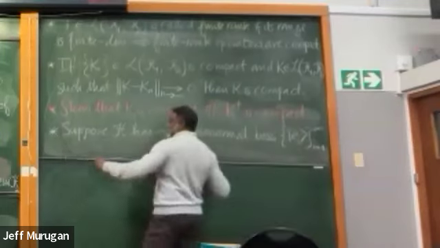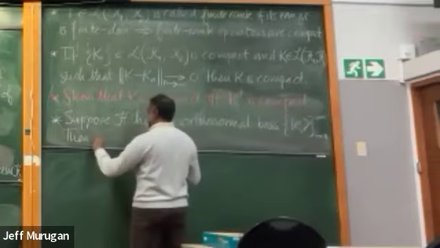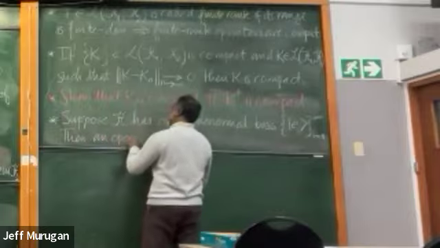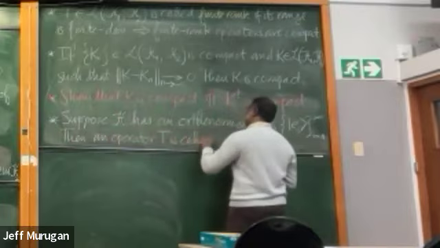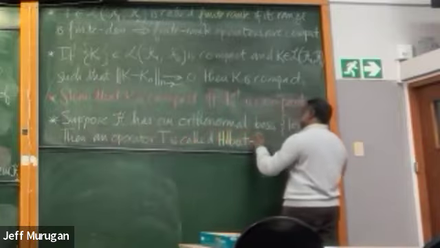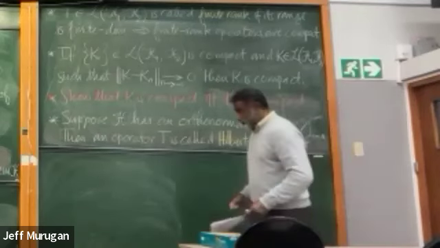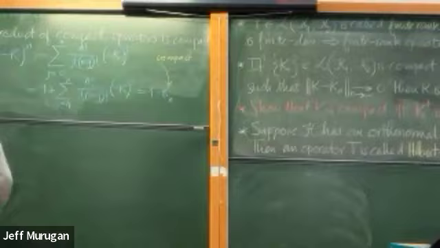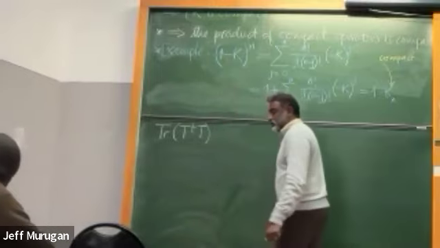Then the operator T is called a Hilbert-Schmidt operator if the trace, over the space of T dagger T, so the T adjoint T, is finite.